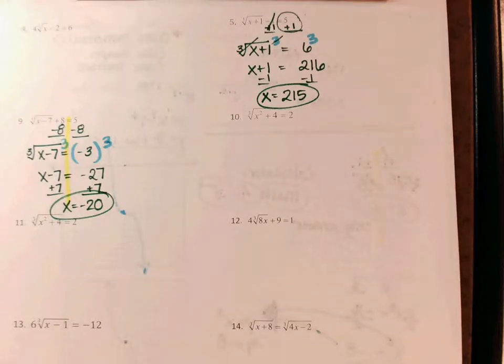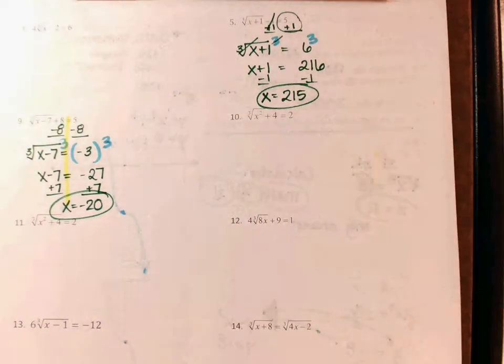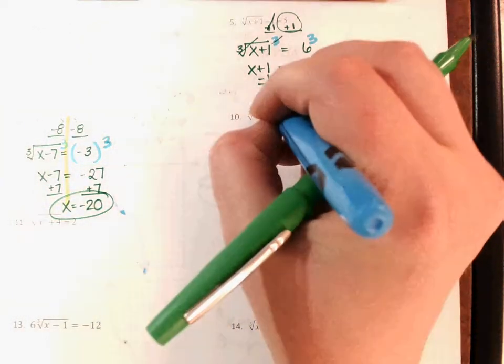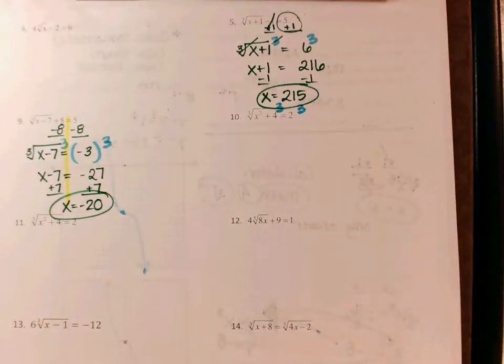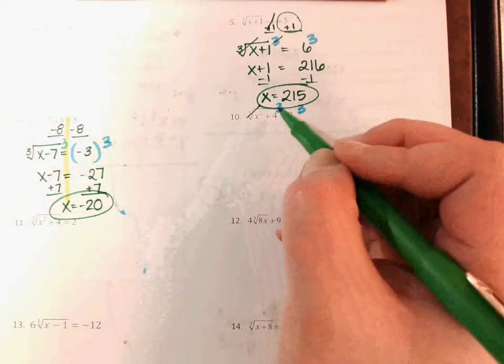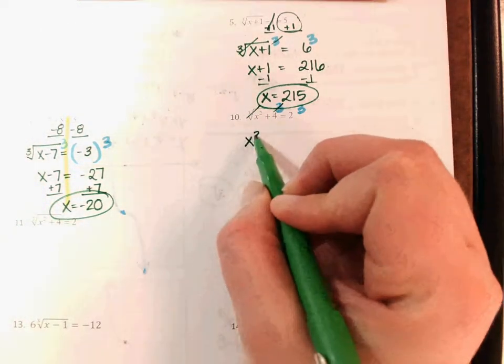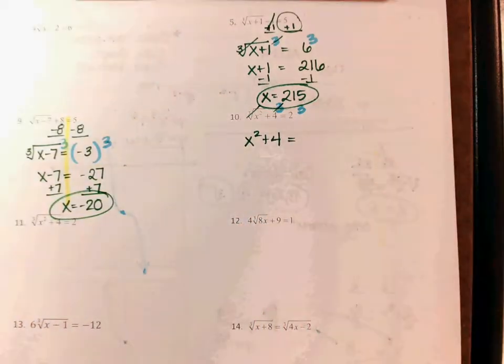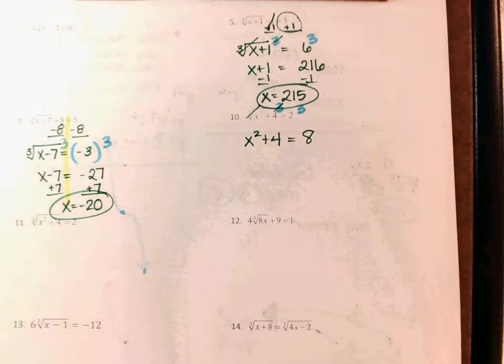Okay, now look at number 10. How do I get rid of the cubic root? Cube. Now, can I minus the 4 across first? No. Because it's inside. It's in the house. Inside the house, that's right. So then these guys cross out. What's left over? x squared plus 4 equals 2 cubed though. So 2 times 2 times 2. It's 8. What do I do next?